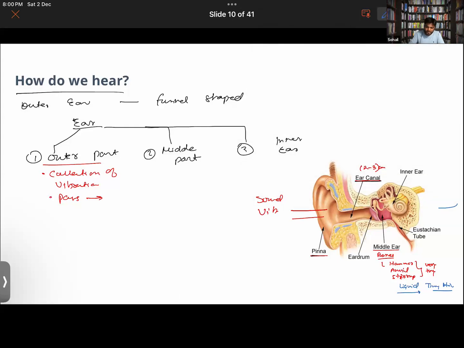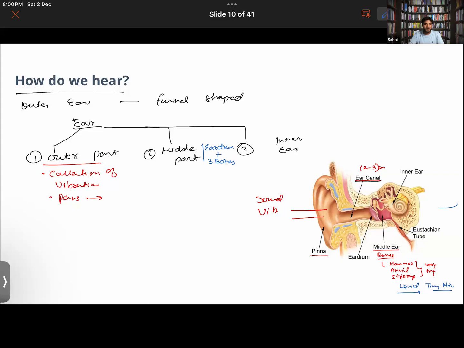Remember that the middle ear starts from the eardrum. So what parts come in the middle ear? It's the eardrum as well as the three bones. Remember it also amplifies the sound.